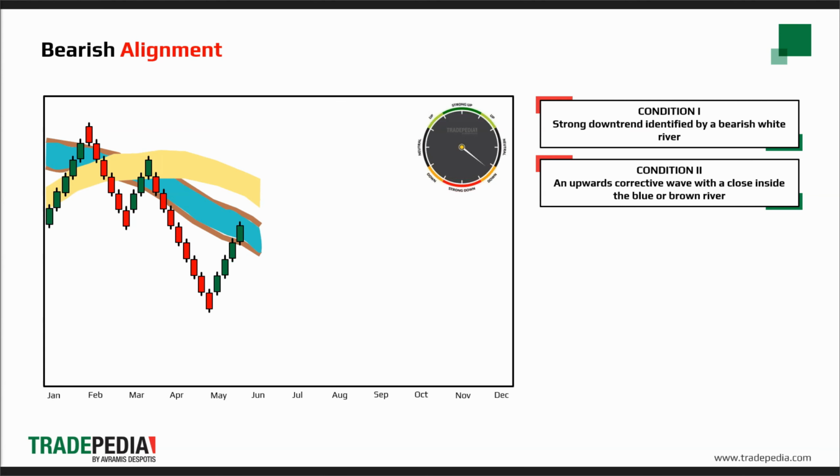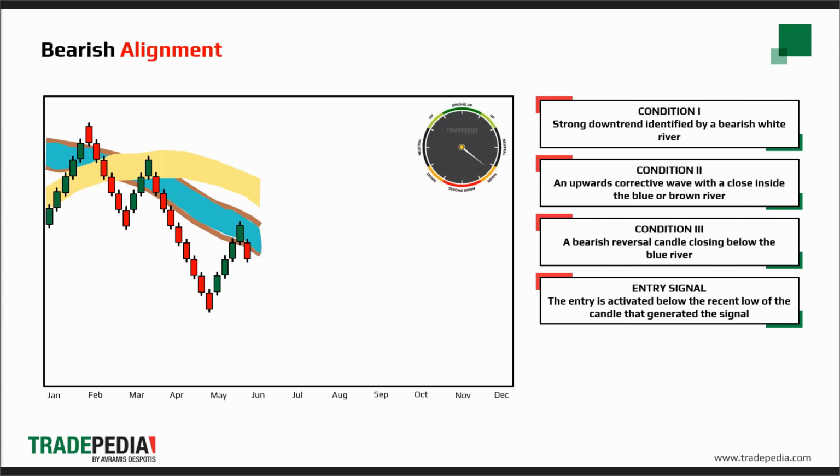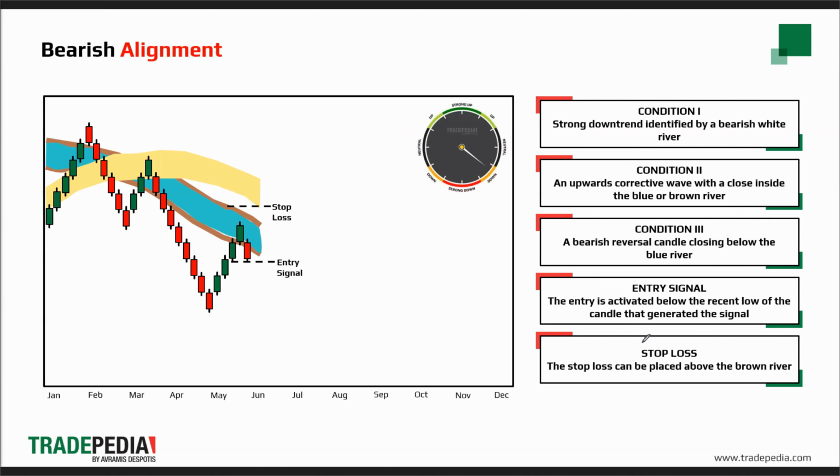So for bearish alignment, condition one is a strong downtrend identified by a bearish white candle, right? Then upward corrective waves with a close inside the blue or brown river. Then a bearish reversal candle closing below the blue river is another condition, and the entry signal is activated below the recent low of the candle that generated the signal. So the stop loss can be placed right below the brown river right here. Right? Sorry, my drawing is not so accurate because I'm using a mouse.